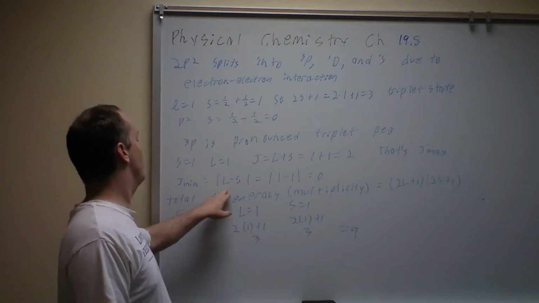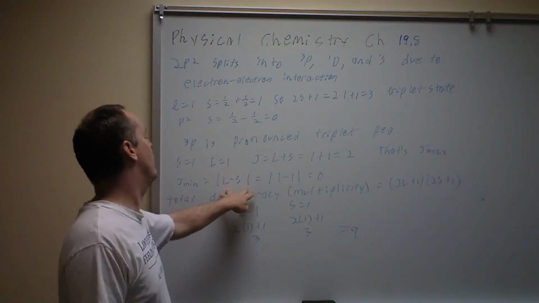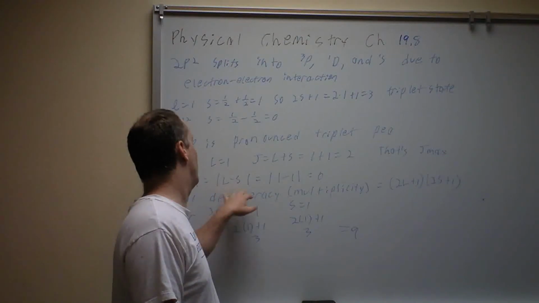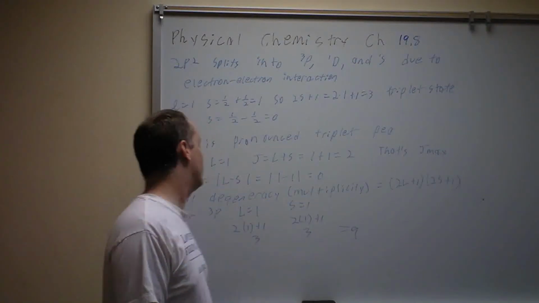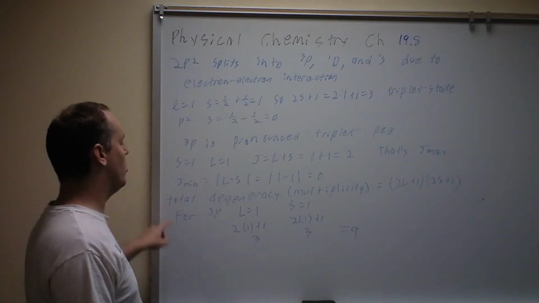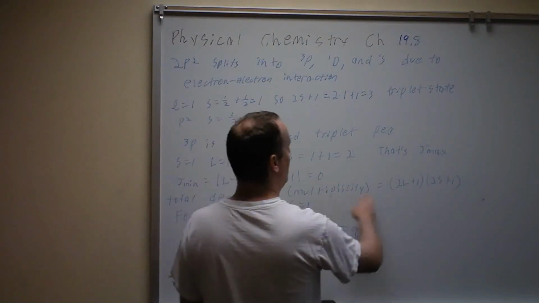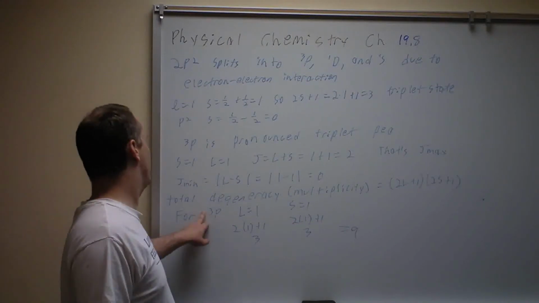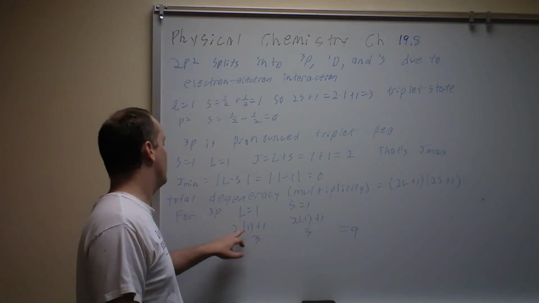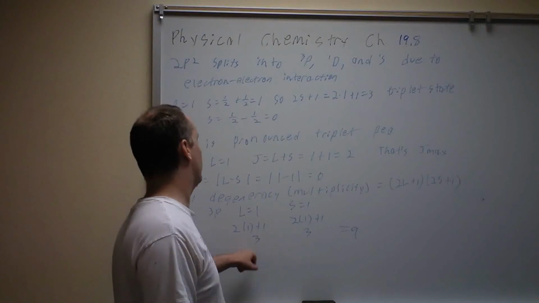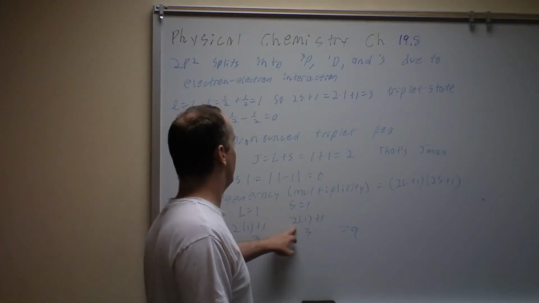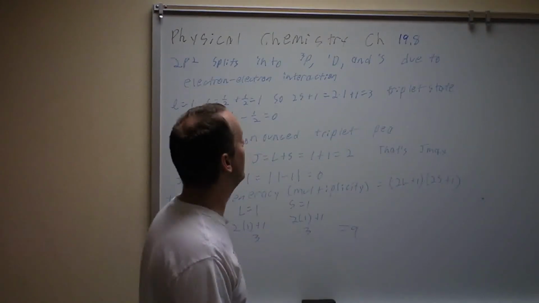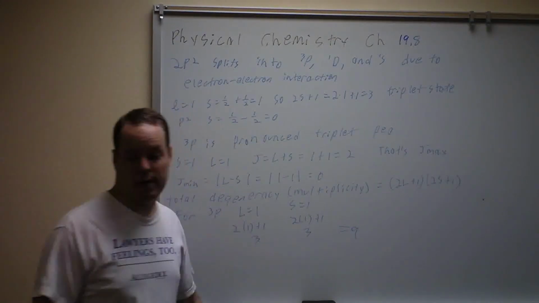Now the J min is the difference between L and S. Well, it's always positive or not negative. So absolute value of 1 minus 1 is equal to 0. So the total degeneracy, multiplicity, we get 2L plus 1 times 2S plus 1. So for triplet P, L is equal to 1, so 2 times 1 plus 1 is equal to 3. And S is equal to 1, so 2 times 1 plus 1 is equal to 3. So 3 times 3 is equal to 9. So it's 9-way degenerate.